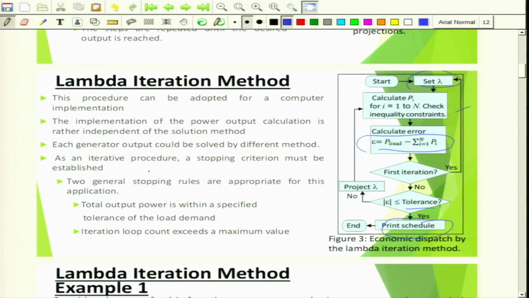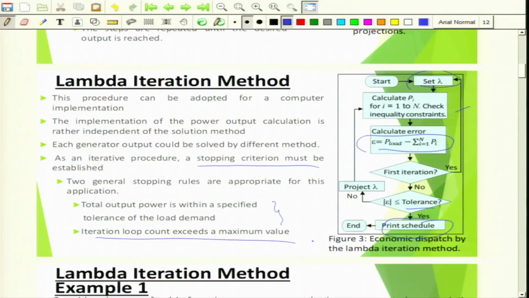One thing you need to identify is, as an iterative procedure, a stopping criterion must be established, because if you insist on exactly 0, it will keep on oscillating and may not be able to reach it, and it may take so many iterations, sometimes it may even enter an infinite loop. So you should keep some lower threshold as close as possible to 0, need not be exactly 0, right. Two types of approaches are followed. The first one is that the total output power is within a specified tolerance of the load demand, so the total generation minus total load can be within the specified band, or you can fix the total number of iterations altogether.